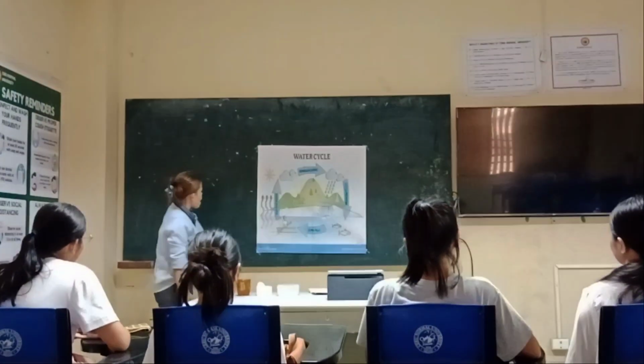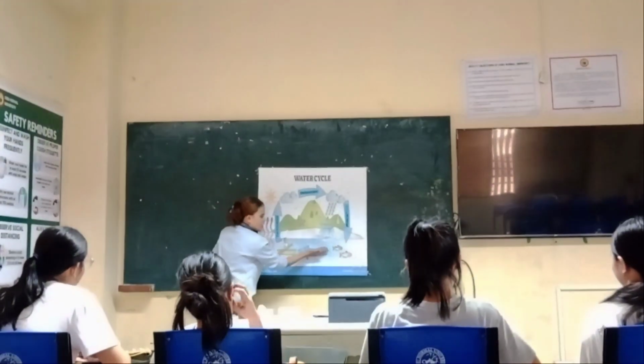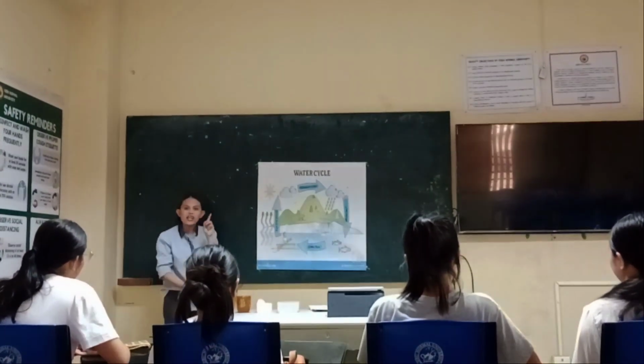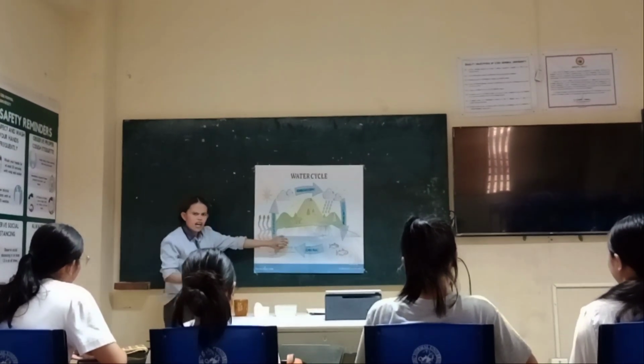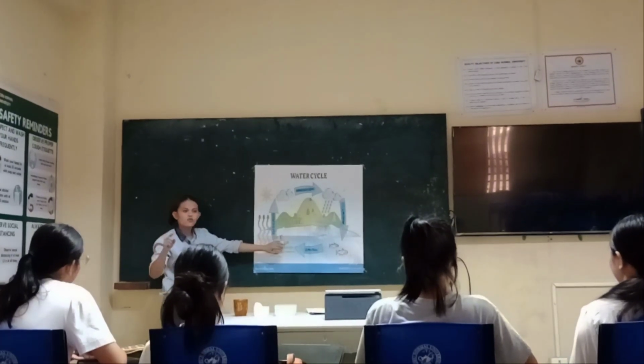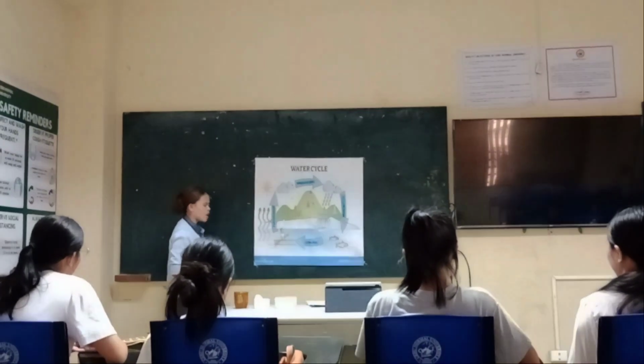So class, with the sun, the river is heated. Here the river and the ocean are heated. Once the ocean, rivers, and the different bodies of water are heated, that is what we call evaporation. There we go, that's evaporation.